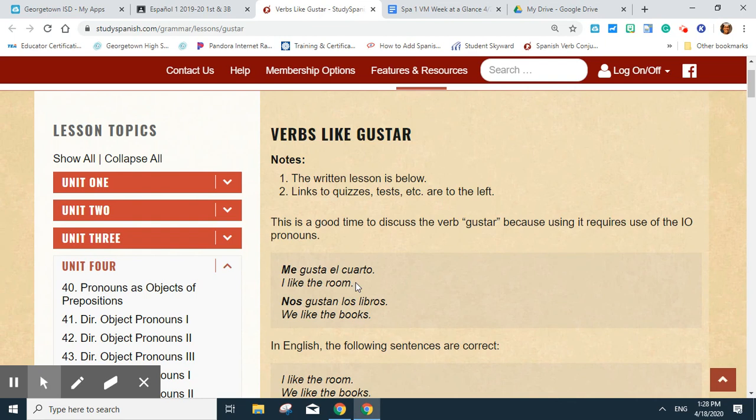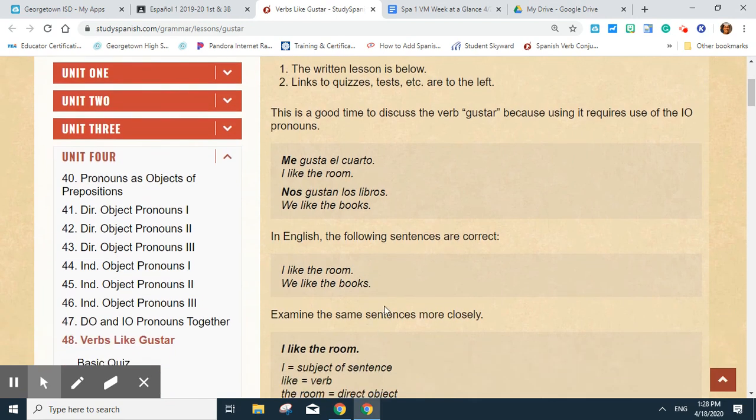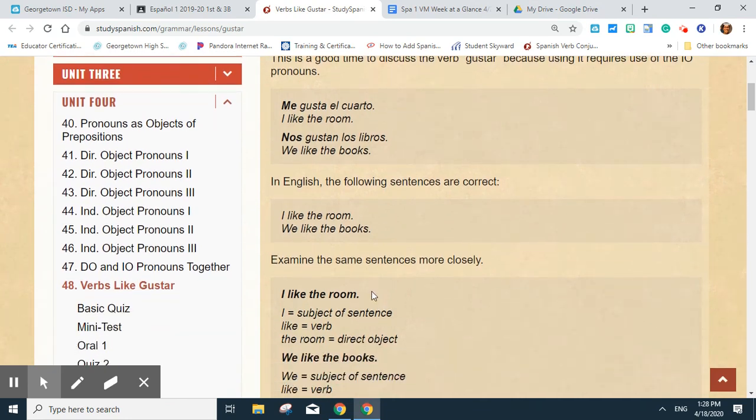I like the room. Me gusta el cuarto. We like the books. Nos gustan los libros. In English, the following sentences are correct: I like the room. We like the books. Examine these sentences more closely.